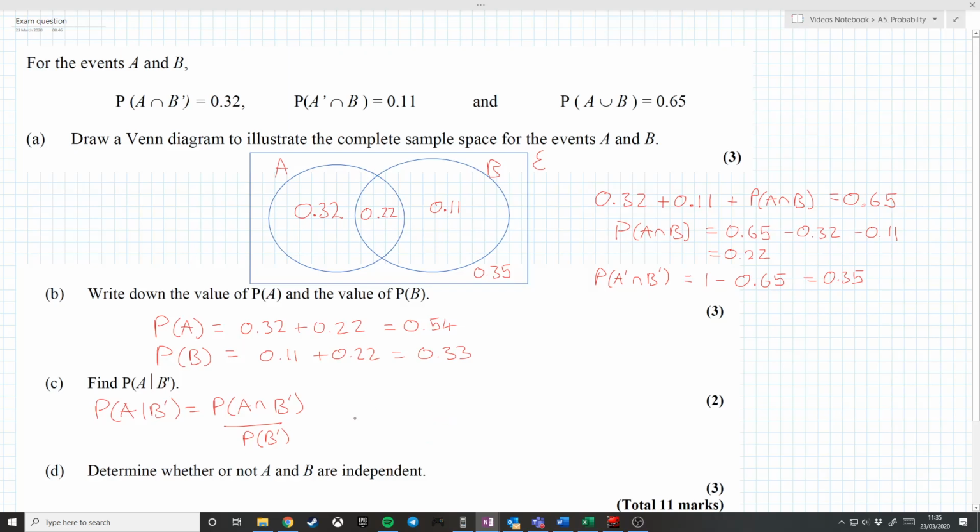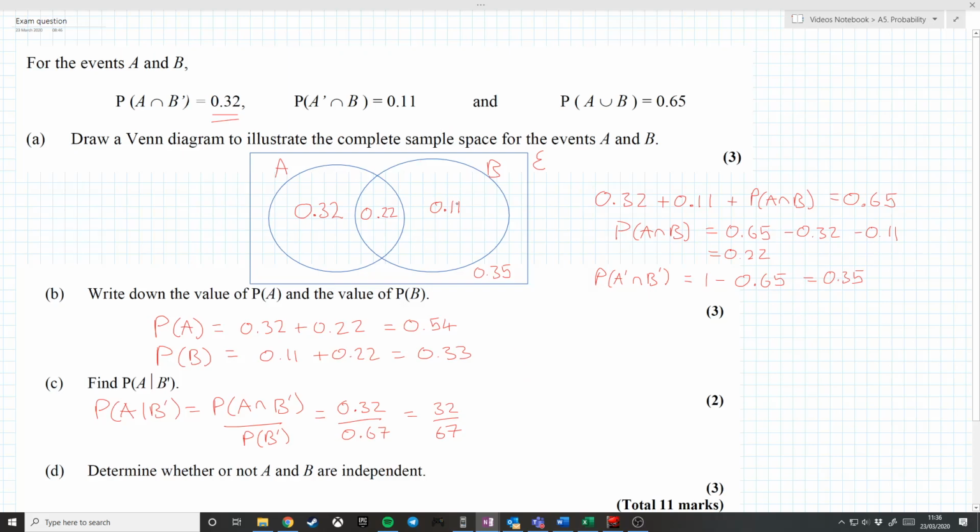It's slightly more complicated to go about it this way because you've got to really carefully think about what these things are. There's no reason why we can't do that. In fact, we already have the top from the question. So this is 0.32. And not B, well, we know B is 0.33, so this is 0.67. And so this is 32 over 67.